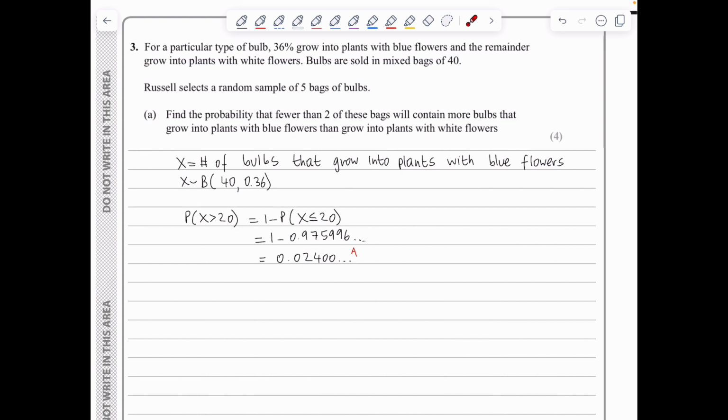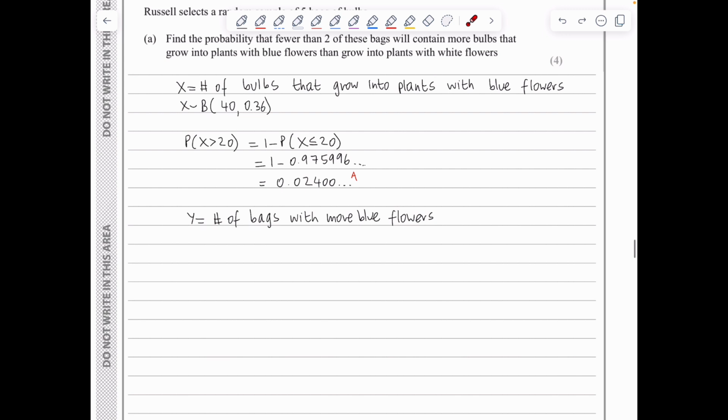So we need a new random variable. I'll call it y, where y is the number of bags with more blue flowers. So in this case, y is binomial with parameter n being 5, and the probability of success is simply A, the probability we got just a while ago. And we want the probability of y being less than 2, which is simply the probability of y less than or equal to 1. So once more, I'm going to go on my calculator.